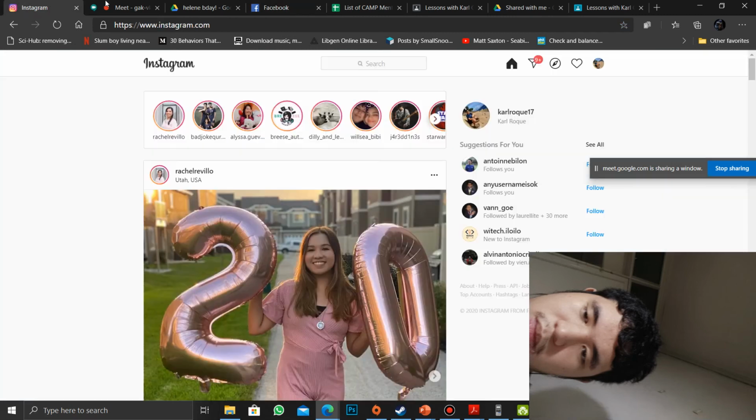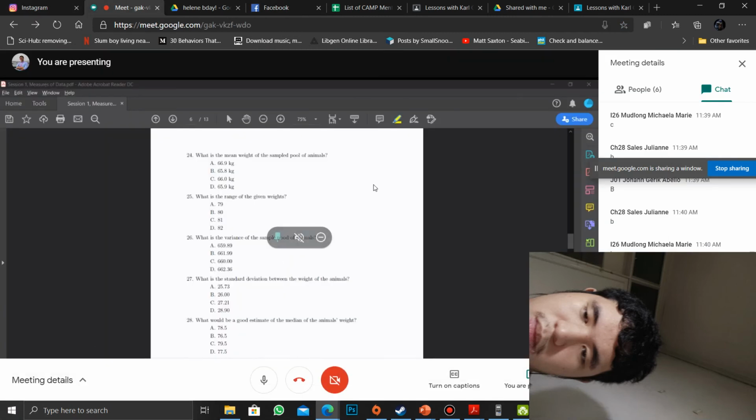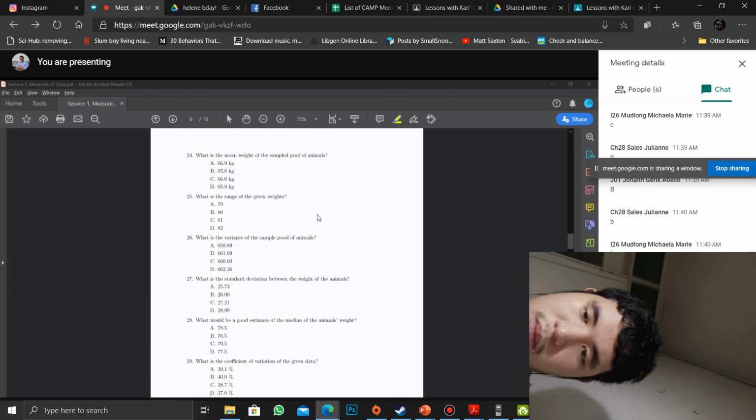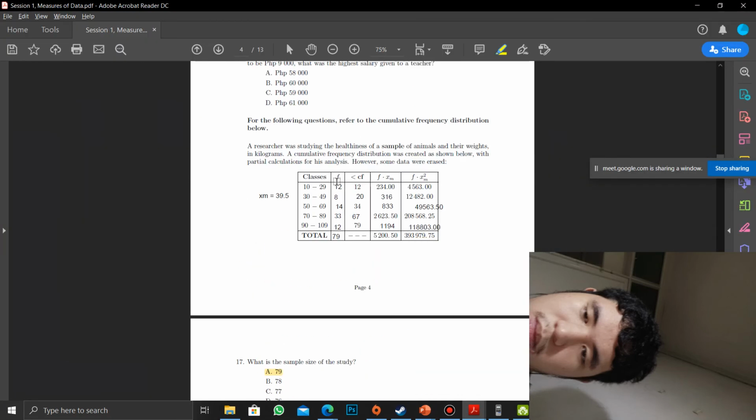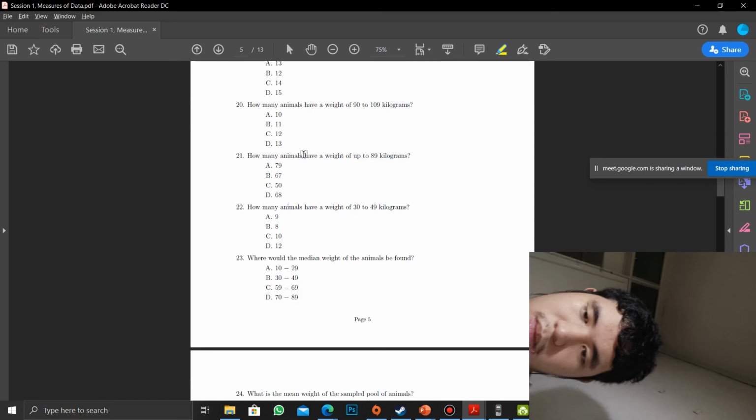Wait, group data po ba to or ano? Population po ba to or sample? Okay. Sige, tingnan natin. Ano ba yung nasa problem? Teka, binold ko pa yung letters. Ayun, sample of animals. Pag determining kung sample or population, read the problem. Sample of animals. Sige, go. Let's see.